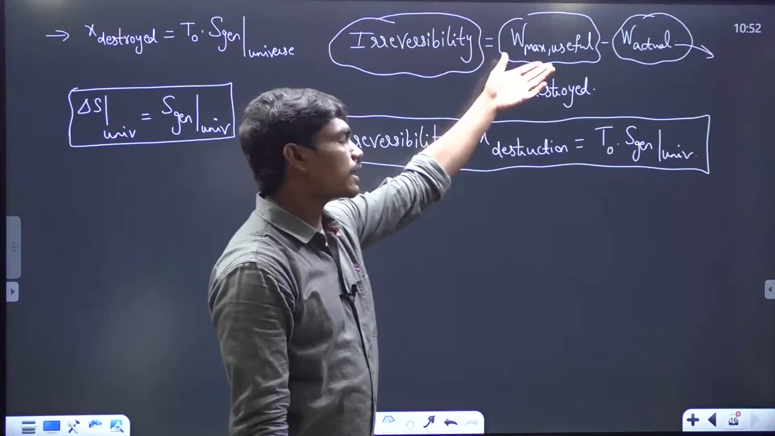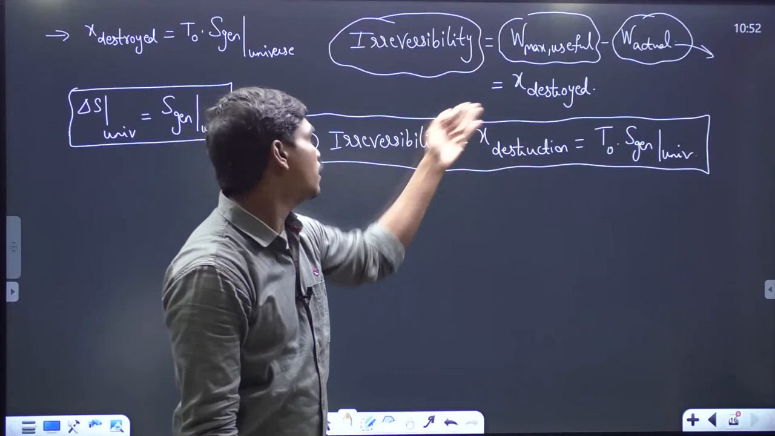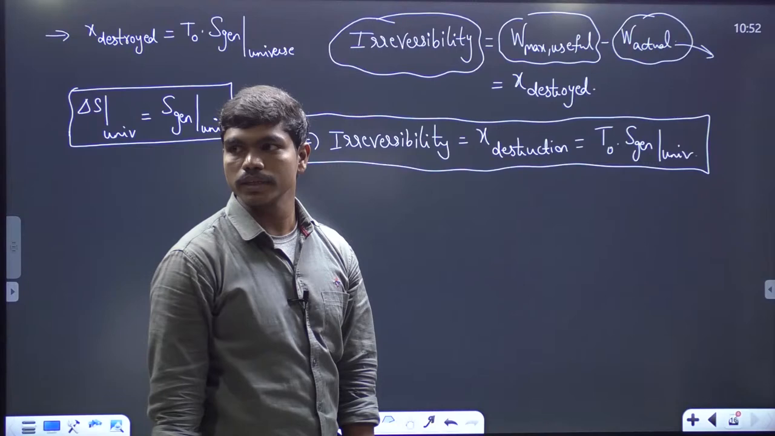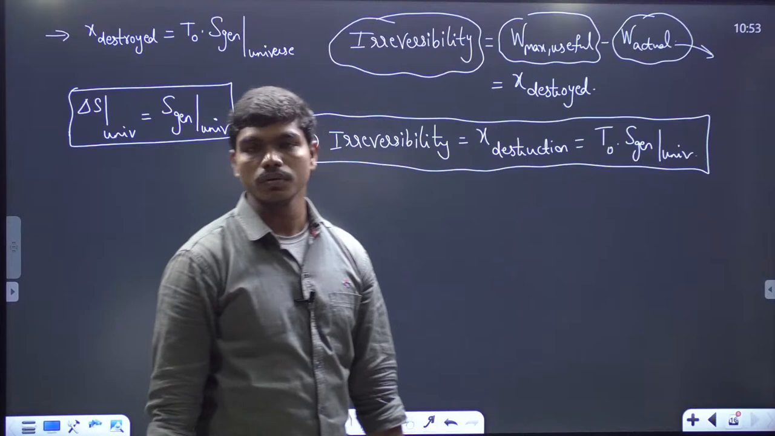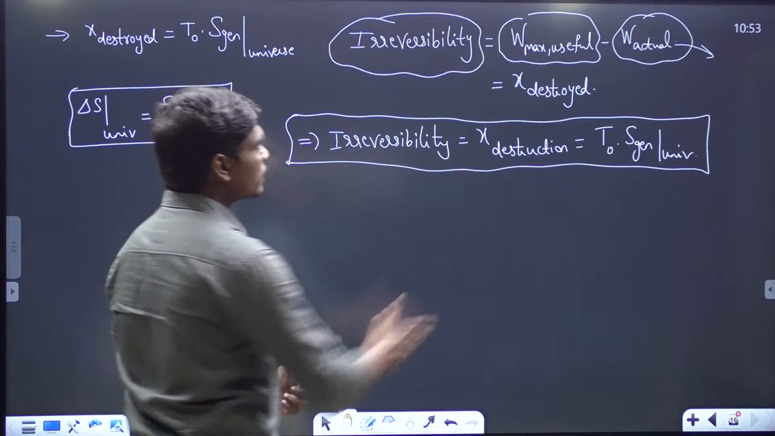You know how to calculate W max useful. We have analysis for that, both for closed system as well as open system. Then there is something called irreversibility. You know how to calculate this. And then this is the case, T naught into S generation. Clear to all of you? Okay. Now, shall we solve some problems based on this? When these two are known, we'll calculate the third quantity. What's the actual work output we can get out of this? So we'll solve some. To calculate irreversibility, T naught into S generation of universe.